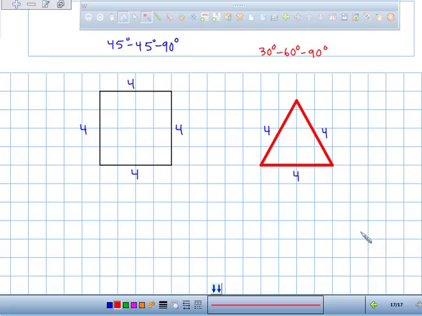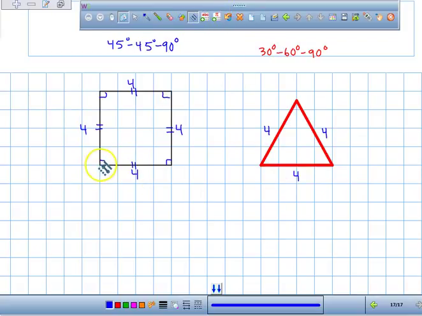Okay? The 45, 45, 90 degree triangle came from when you took a square. Now, what are the properties of a square? All the sides are what? Equal, right? So I'm going to write down double tick mark, double tick mark on each side. So all the sides are equal. What are all the angles in a square? They're all 90 degrees.